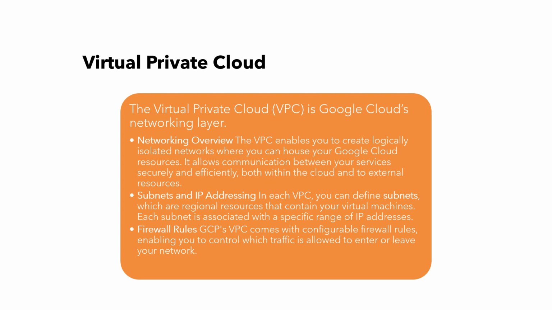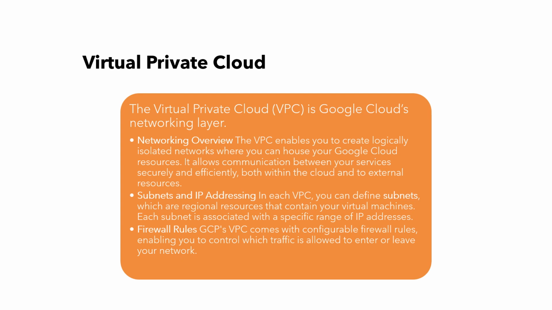Alternatively, you can use Cloud VPN to securely connect your on-premises network to your VPC via an encrypted tunnel over the public internet. This is useful if you need to extend your existing infrastructure into GCP for hybrid cloud environments.